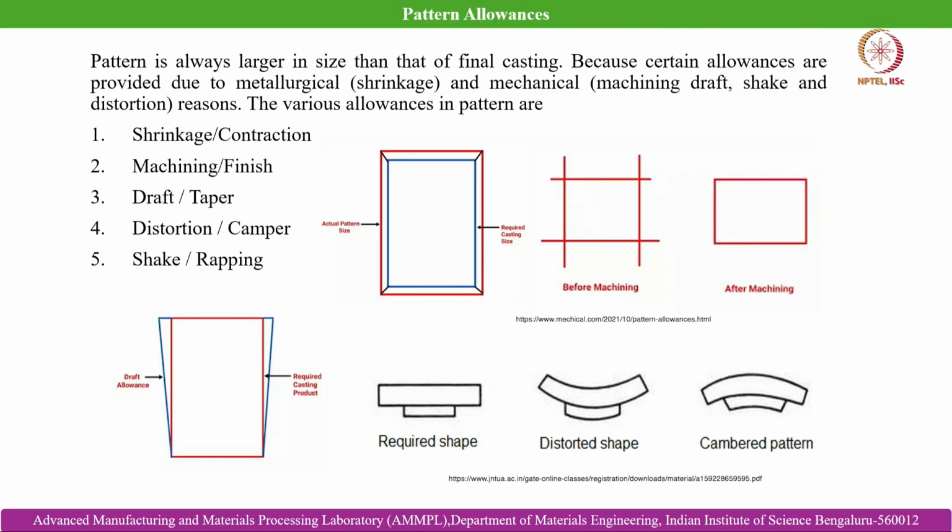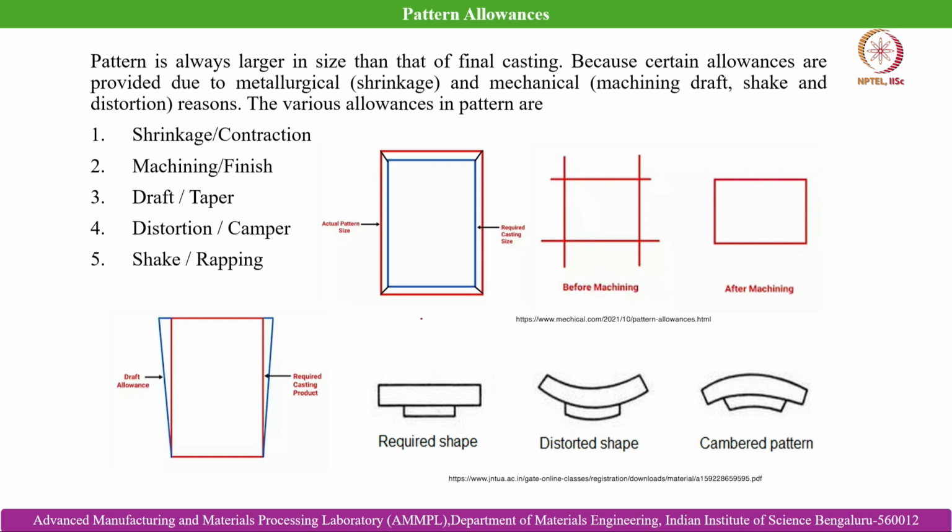Welcome to this class. In the last class we discussed the different kinds of patterns that we generally employ for the casting process. In this class we will start with the pattern allowances, as I have already mentioned. There are different kinds of allowances that we generally provide: shrinkage or contraction allowance, machining or finish allowance, draft or taper, distortion or camber, and shake or rapping allowance. Here you can see a brief overview of the different allowances.